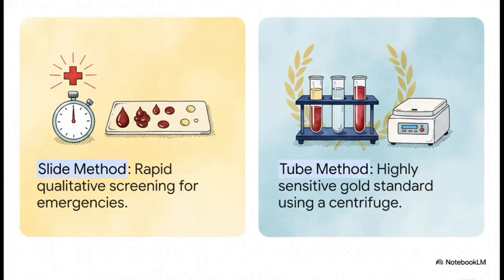On the other side, we have the tube method. This is the absolute gold standard used in dedicated blood banks. It's highly sensitive, incredibly precise, and it uses centrifugation to force reactions that might otherwise be way too weak to see.